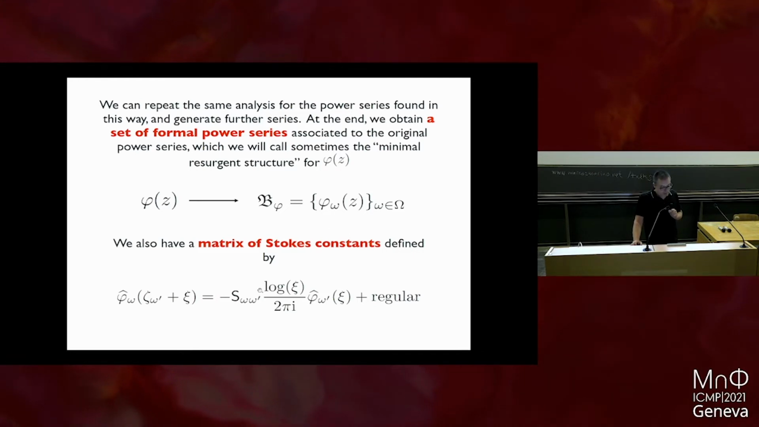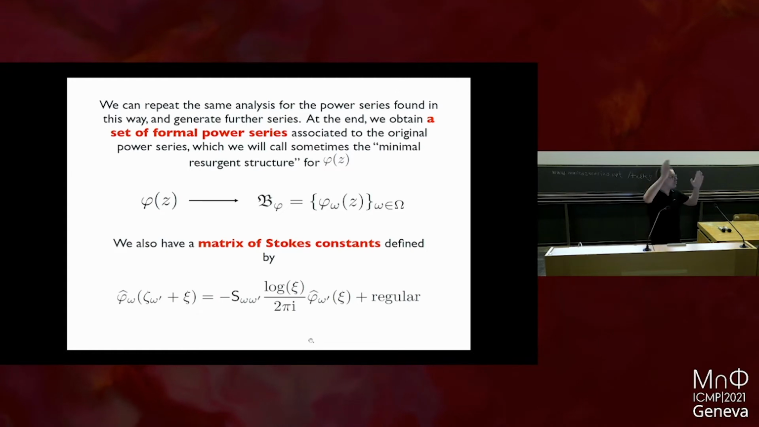And then this constant I introduced before is going to be very important. These constants now form a matrix, because I have relationships between these formal power series in terms of a matrix, and this matrix is called the matrix of Stokes constants. It's going to be a very important ingredient in the game. But notice that the value of these Stokes constants depends on my normalization of the formal power series.